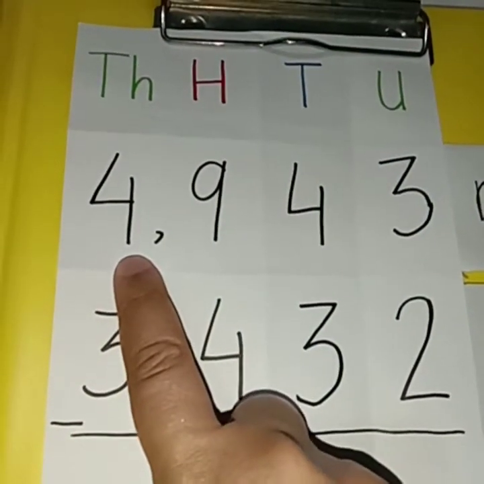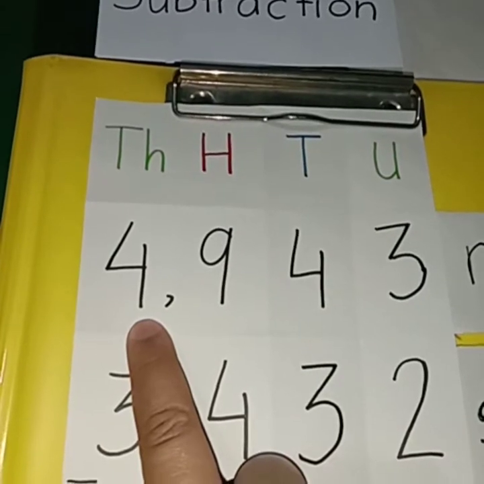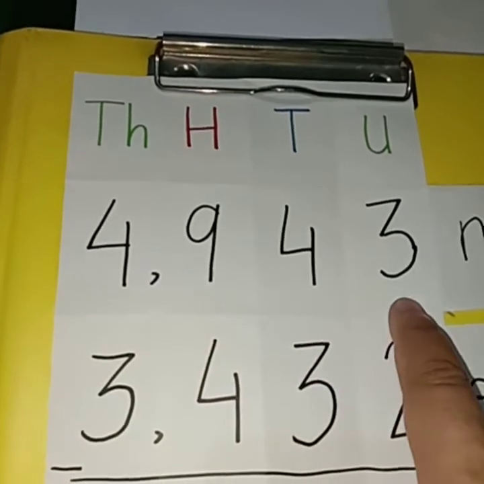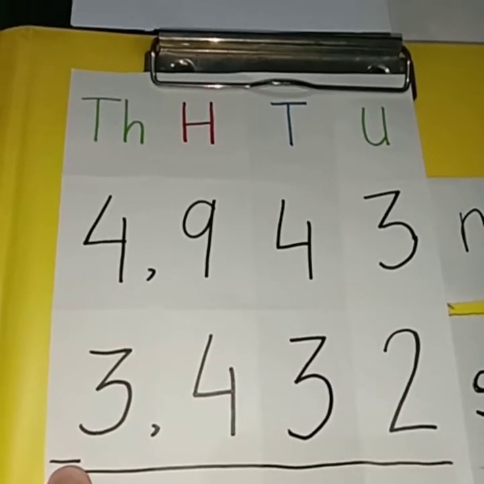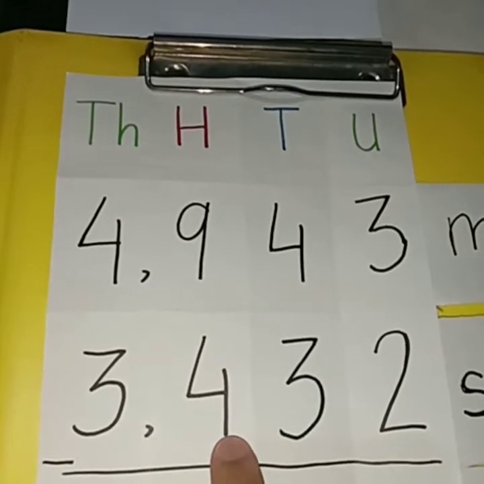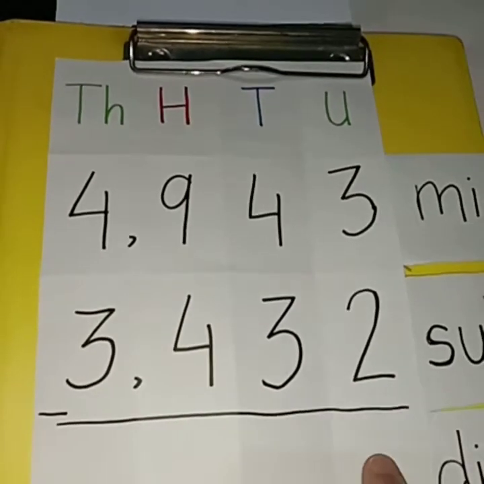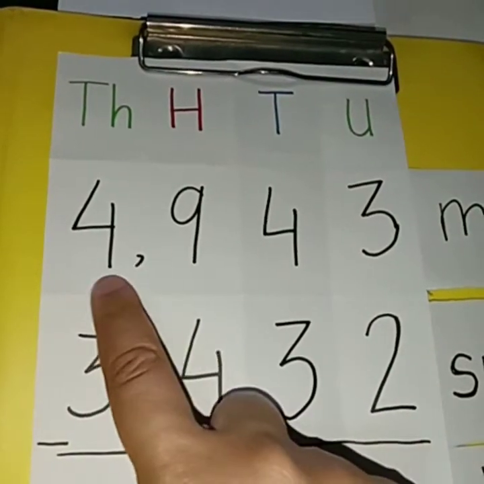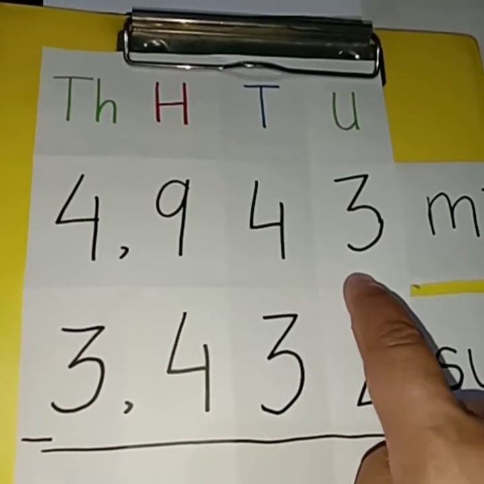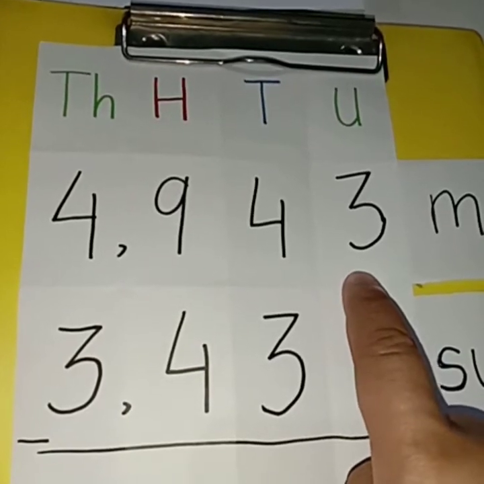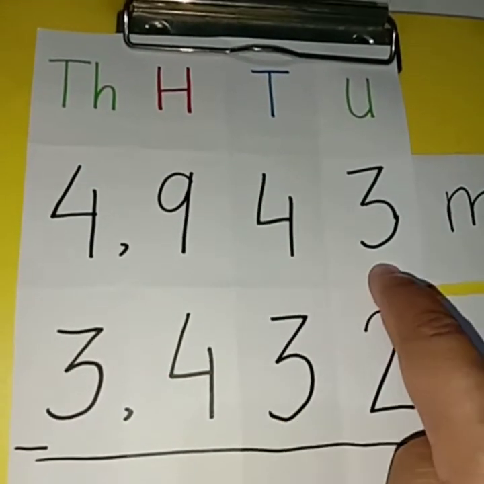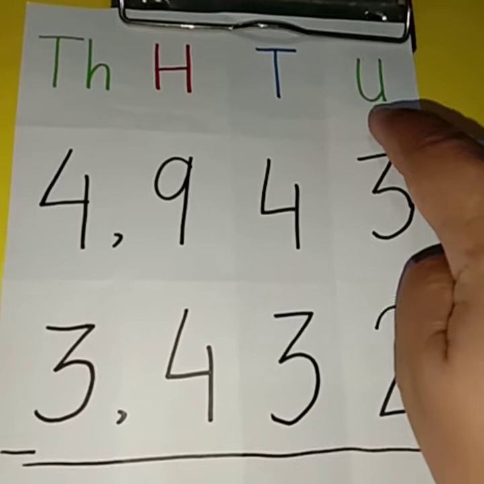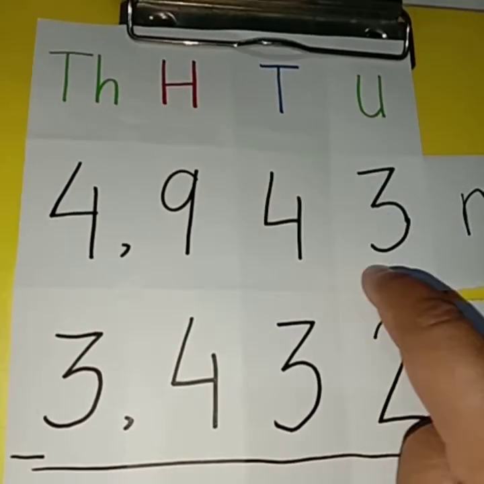Okay, now let's read our static subtraction equation. 4,943 taken away by 3,432. We are going to find the difference. What we need to do first is to build the minuend with our apparatus, the golden beads apparatus. We are going to start building the minuend starting from the unit.